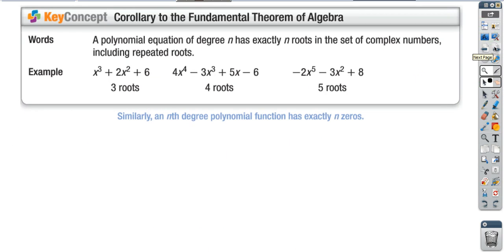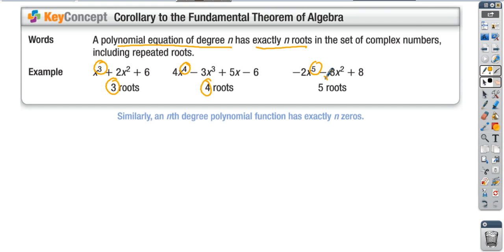Okay, this is kind of something we already mentioned. Basically, it's the fundamental theorem of algebra, just a little extra part of it. It basically says a polynomial that has degree n, meaning the highest exponent, has exactly n roots. So something to the third power has 3 zeros, or 3 solutions. Something to the fourth power has 4.